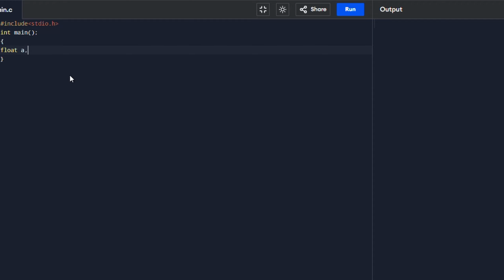float a, b, c; float root1, root2; float discriminant; float imaginary.